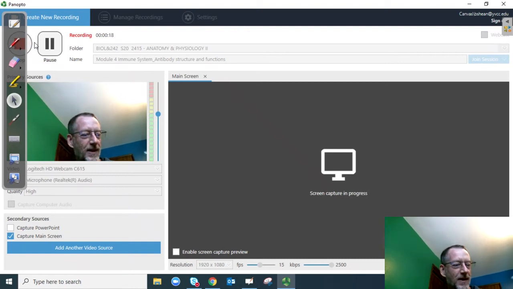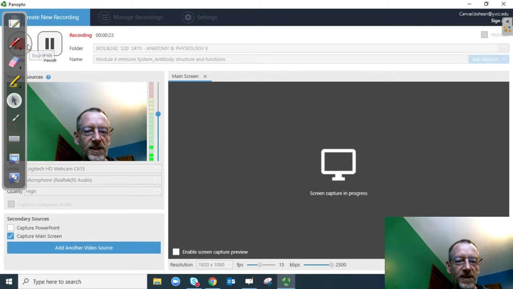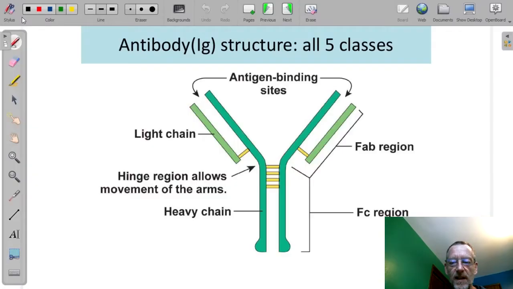Back again. Let's talk about antibodies this time. So the first slide shows basic antibody structure. So a couple of things to note. Fc just stands for fragment, C stands for constant region. So what you need to remember is that this piece of this molecule is constant.